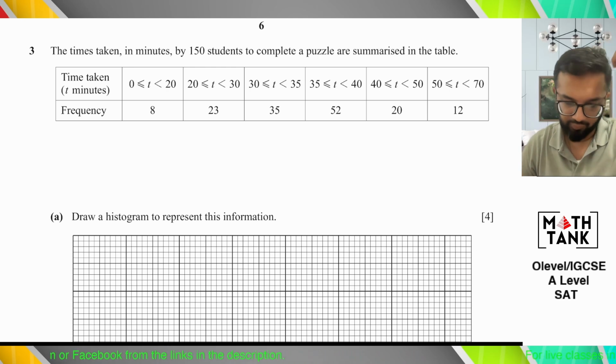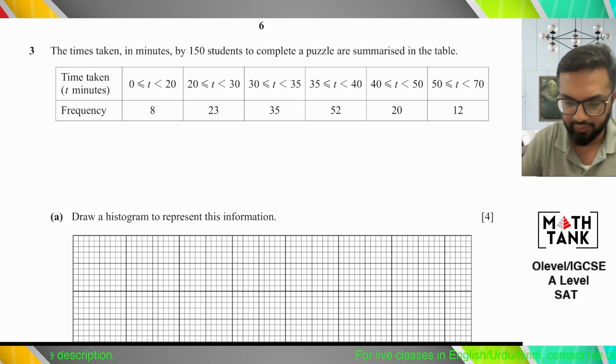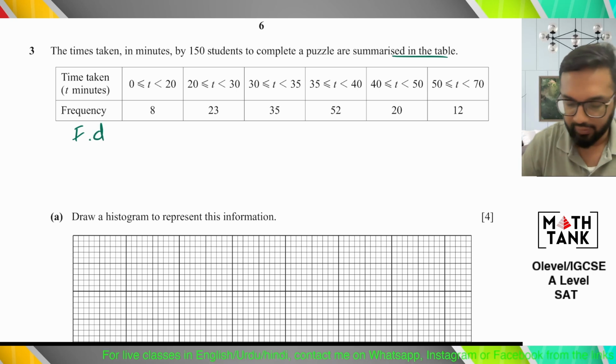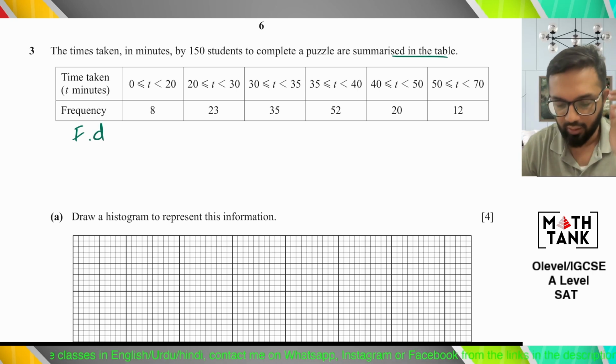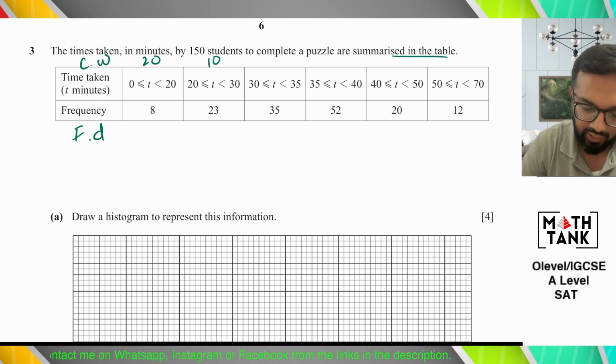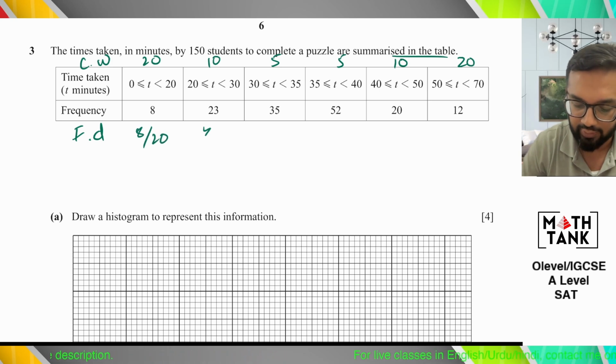Question 3. The times taken in minutes by 150 students to complete a puzzle are summarized in the table. Time and frequency are there, and we want a histogram with frequency density. Class widths are 20, 10, 5, 5, 10, and 20. Frequency density is frequency divided by class width.